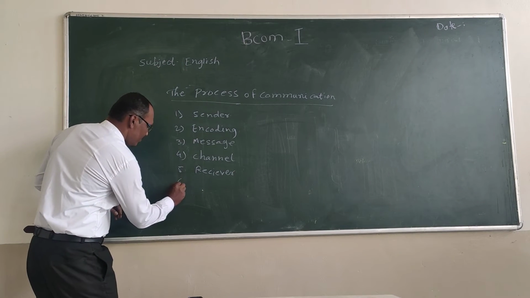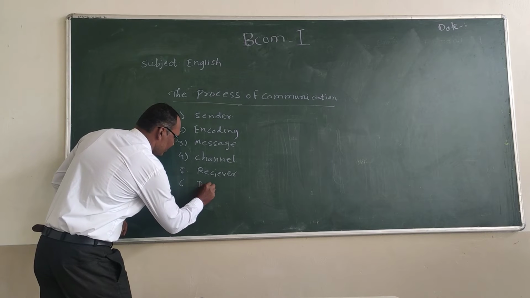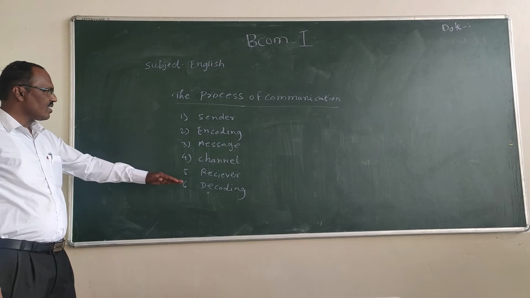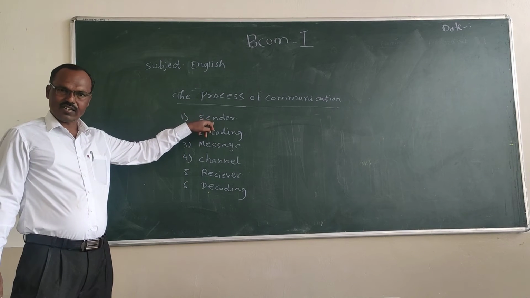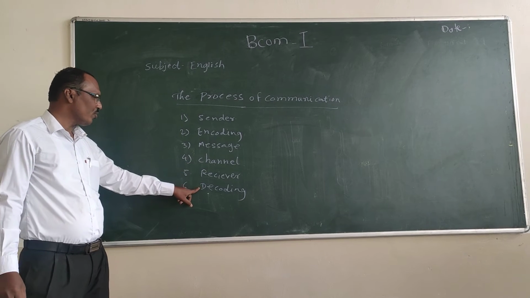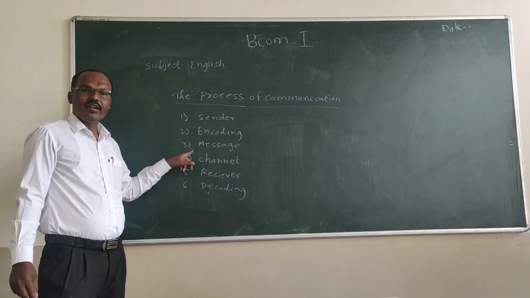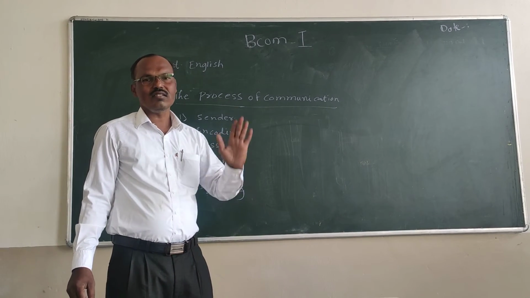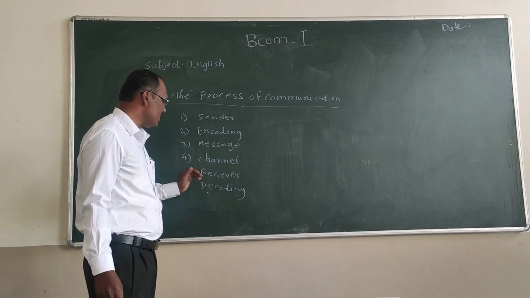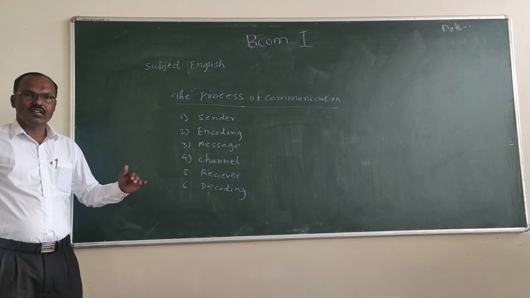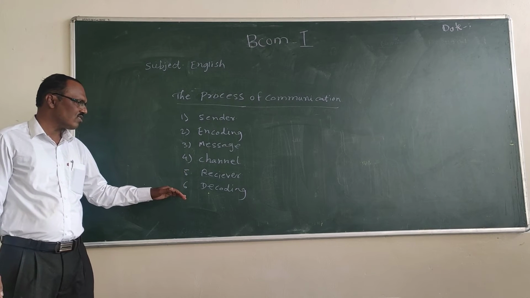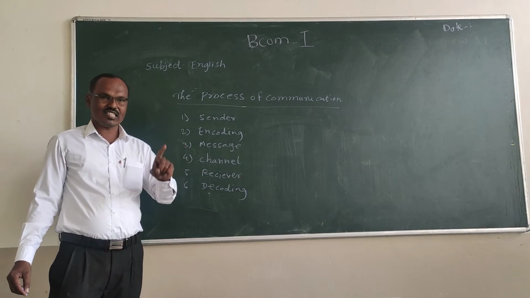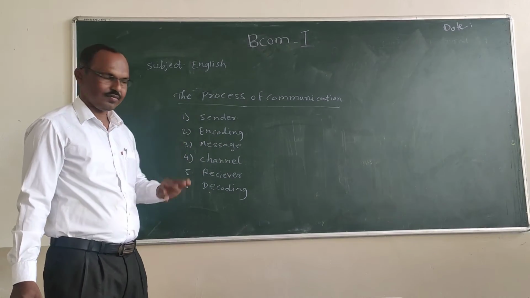Then the sixth one, that is decoding. What is decoding? As the process of encoding takes place in the mind of the sender, in the same way the process of decoding takes place in the mind of the receiver. Here the receiver has to interpret the message given by the sender. When the receiver interprets the message, he can understand the meaning of the message and give proper feedback to the sender, and that is why the last step of the communication process is feedback.